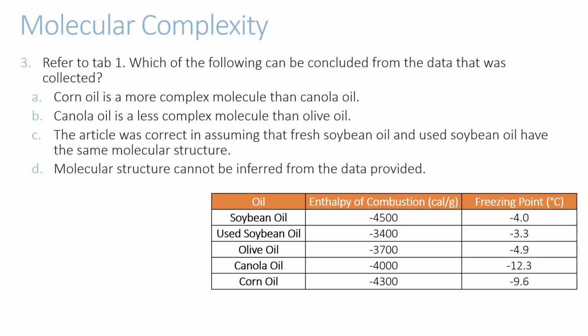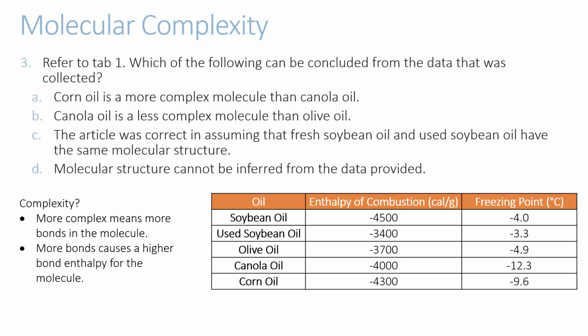The next question is referring to tab 1: which can be concluded from the data that was collected. There are several choices here about the molecular structure being complex. What we mean by complexity has to do with there being more bonds in the molecule. If you have more bonds, there's going to be a higher bond enthalpy, because when you break those bonds, a greater amount of energy has to be absorbed, because there are more bonds. So higher bond enthalpy leads to a higher enthalpy of combustion.